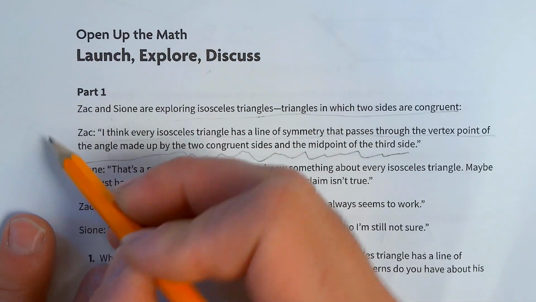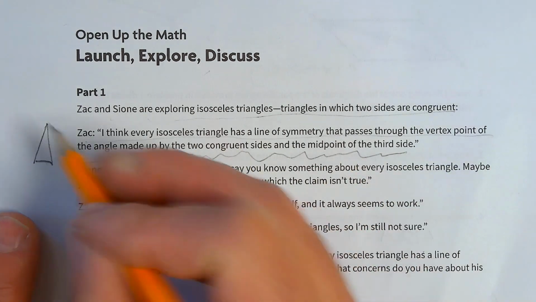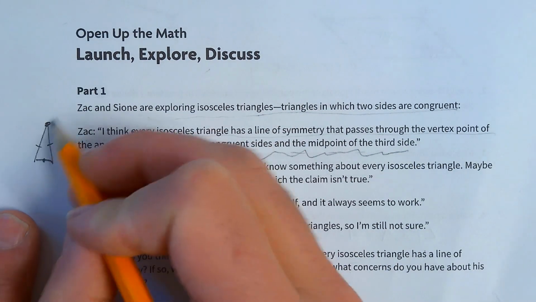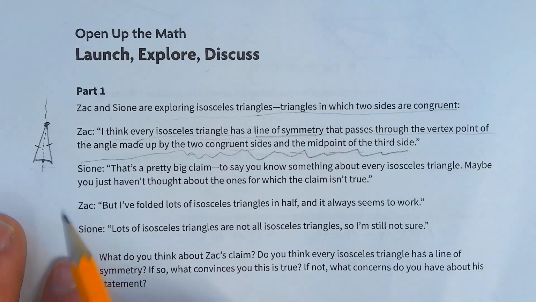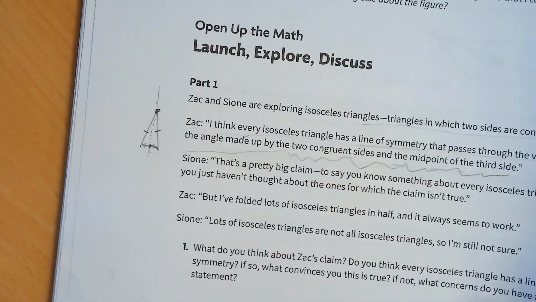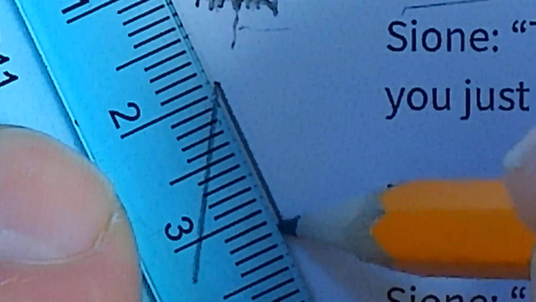What? Okay. Isosceles. Vertex point of the angle made by the two congruent sides, and the midpoint of the third side. A line of symmetry. Is that a line of symmetry? Well, let's decide. Because this is a midpoint, this actually matches this. Zoom in. Ooh, getting weird. This is too small. Zoom out. I'm going to make a sideways one. Is that right? No, it doesn't look isosceles at all.